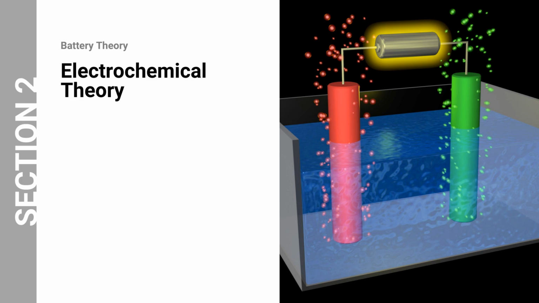In this section, we will look at the electrochemical theory of a battery. For this lesson, we will explore the 12-volt battery. This will provide you with a foundation for other types of batteries and a battery pack within BEVs.